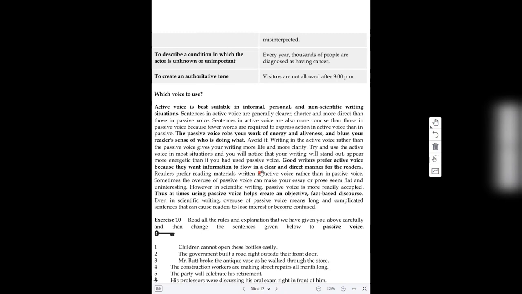Active voice is best suited to informal, personal, and non-scientific writing situations. However, passive voice is used to show authoritativeness, and if you do not know the actor, in such cases.